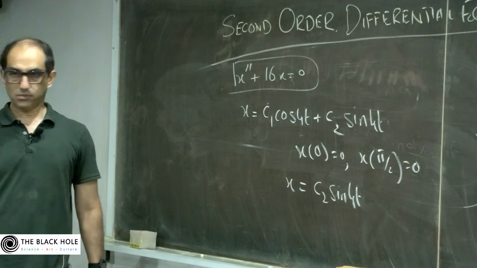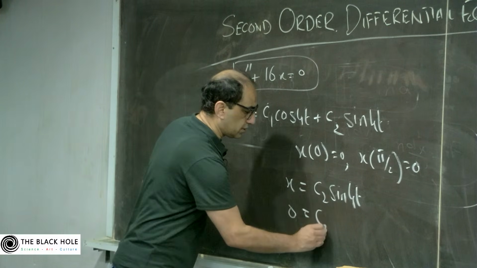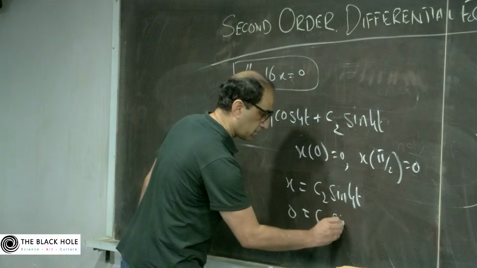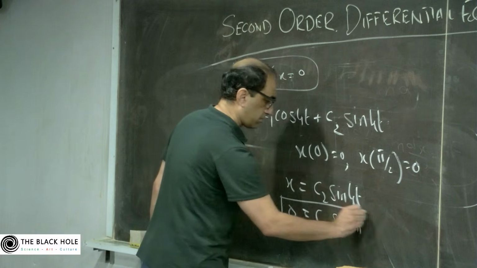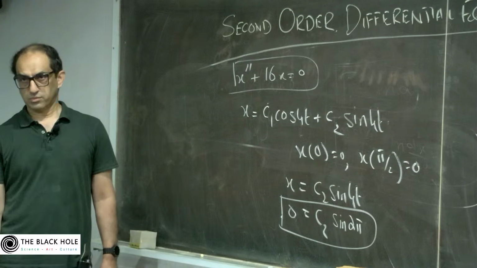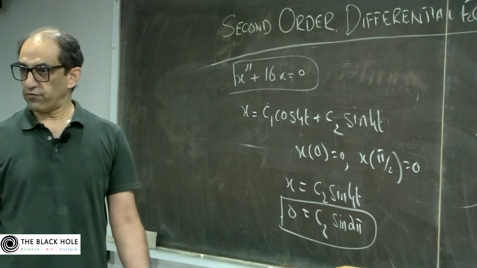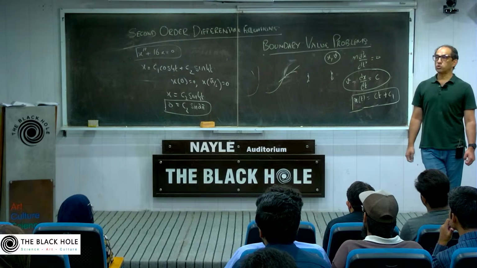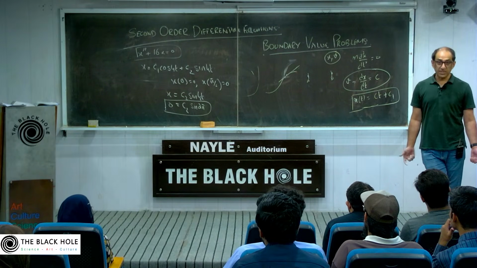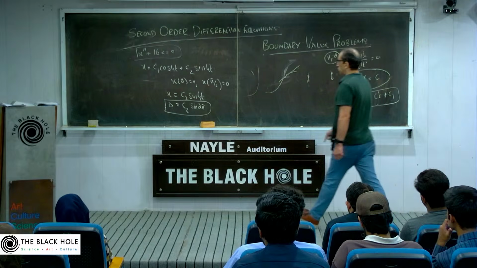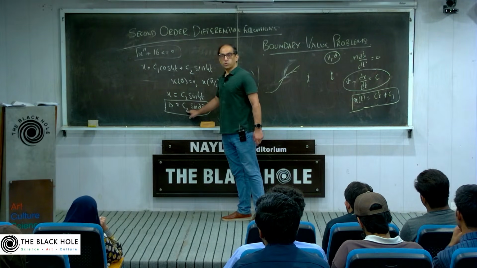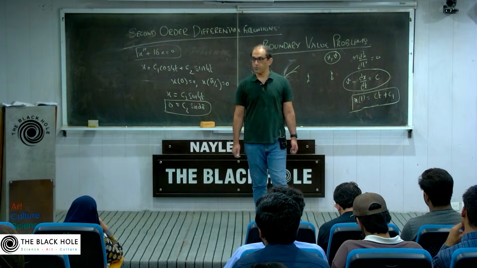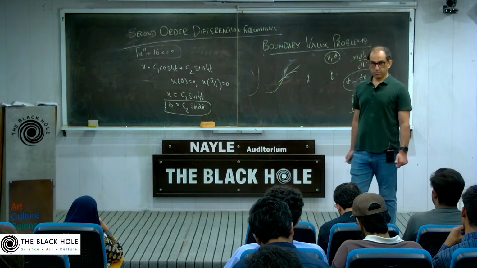Now do it. This is 0, C2, and sine is what? Sine of 2 pi is 0, sine of n pi is 0, right? Now tell me what you can say about the solutions here. Infinitely many solutions. Why? Because no matter what you choose as C2, eventually it will satisfy because it is going to get multiplied with a 0. So you will have infinitely many solutions, right?